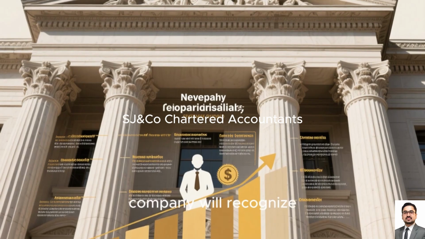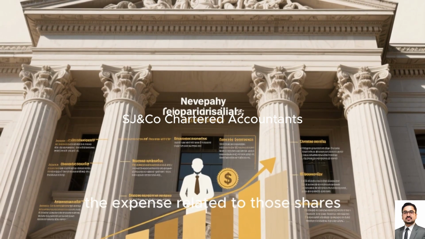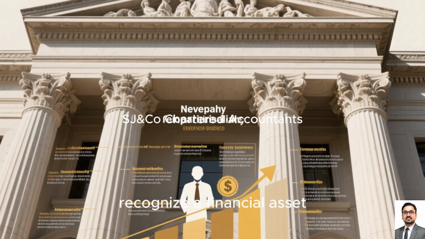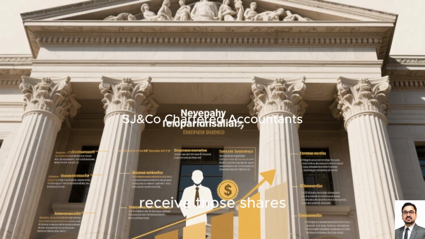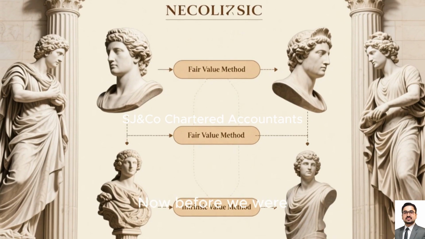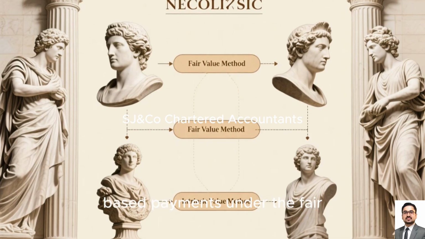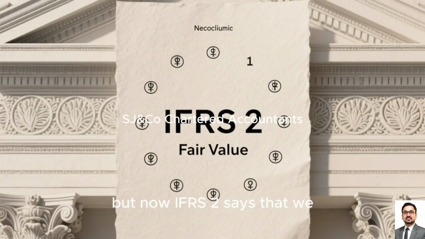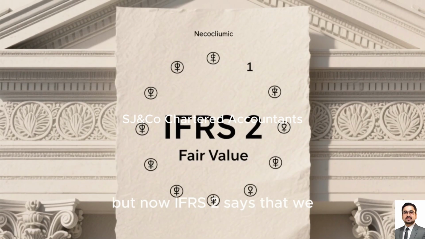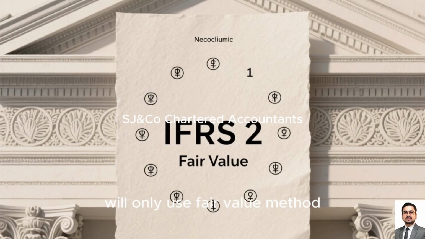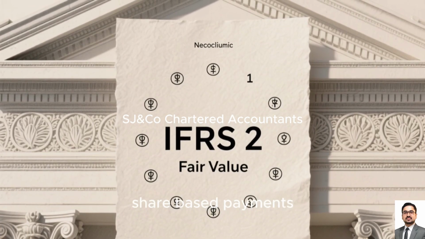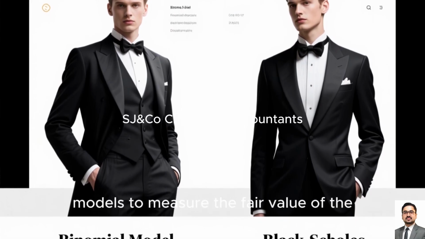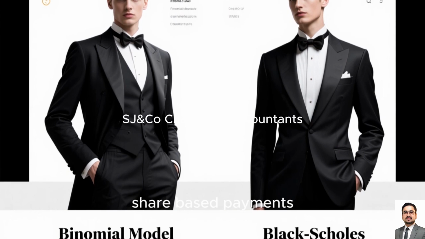Okay, so here the company will recognize the expense related to those shares, and the employee will recognize a financial asset representing the right to receive those shares. Now, before we were recognizing the share-based payments under the fair value-based method and under the intrinsic value-based method. But now IFRS 2 says that we will only use fair value method for all types of share-based payments. But still, it has provided two alternative models to measure the fair value of the share-based payments.